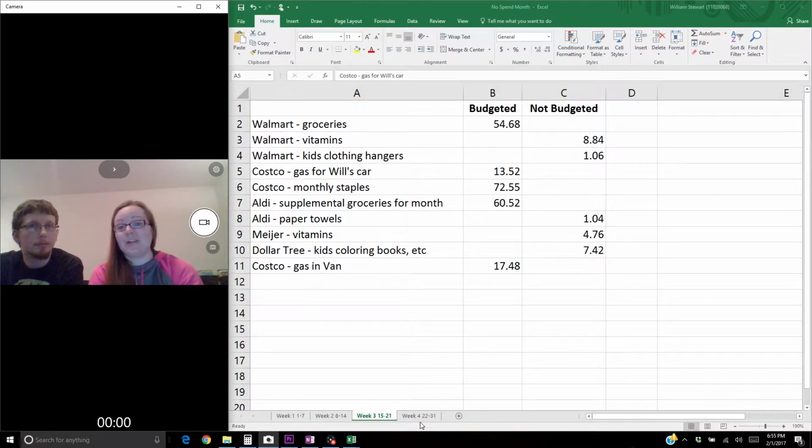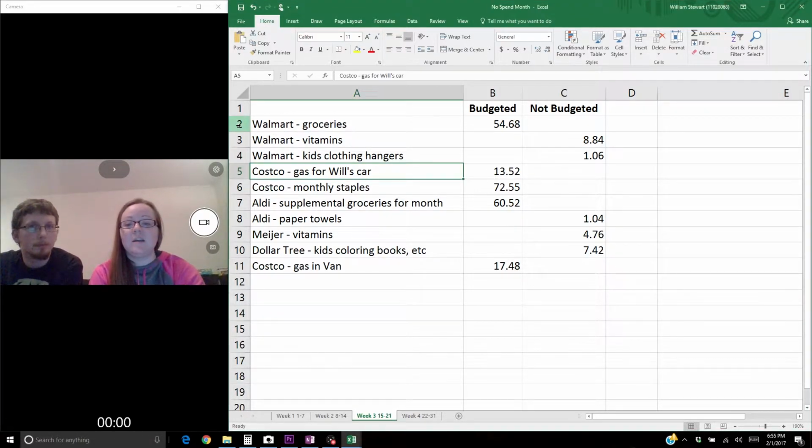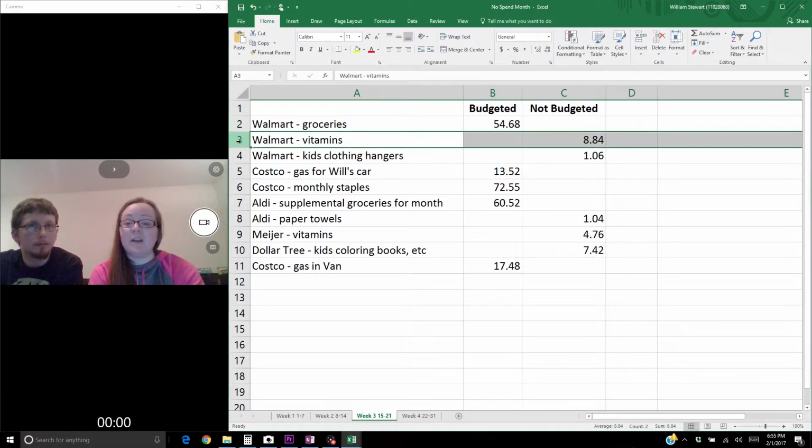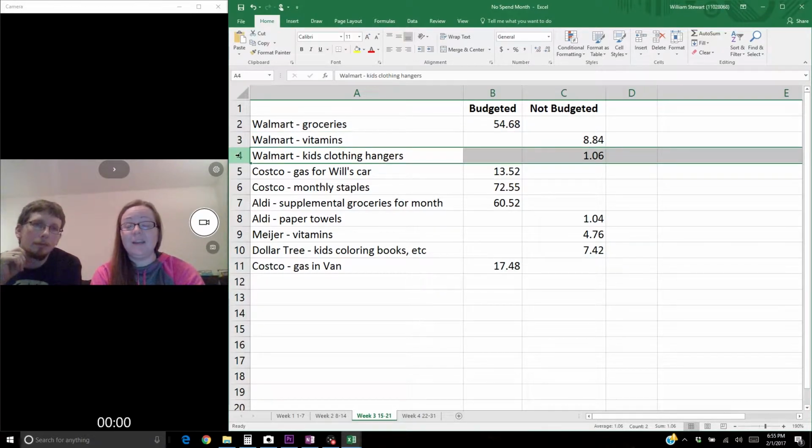So, for example, just starting off here, for week three, which was January 15th through 21st, we had our weekly groceries, which was $54.68, and then I picked up some vitamins. Those were not budgeted for. I ran out of one of the kids' vitamins, and so I had to pick more up. So that was $8.84, not budgeted. Kids clothing hangers, also not budgeted, but they were out and it was driving me bonkers leaving their clothes just sitting, not hanging up in their closet. So I picked up a package of those, which were only a dollar, so $1.06.